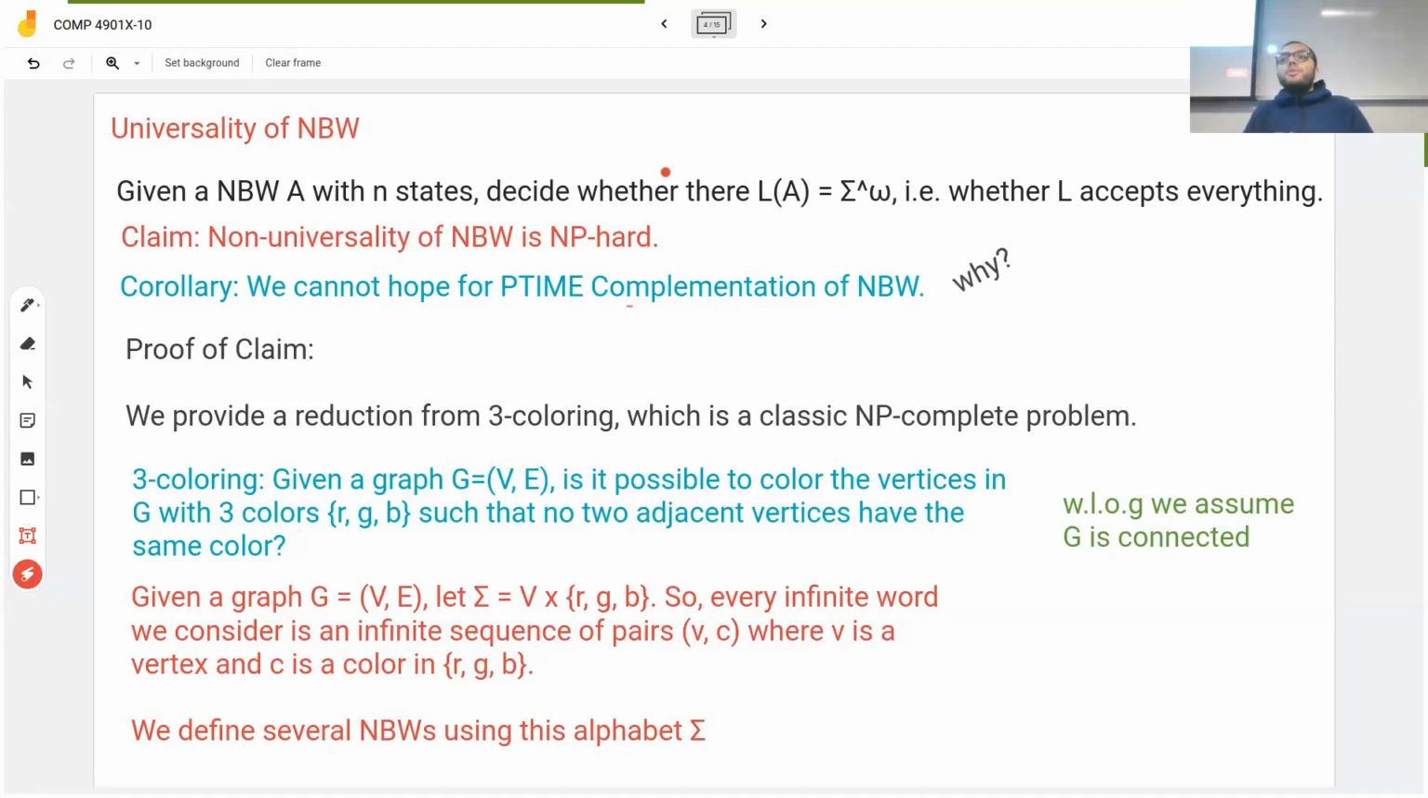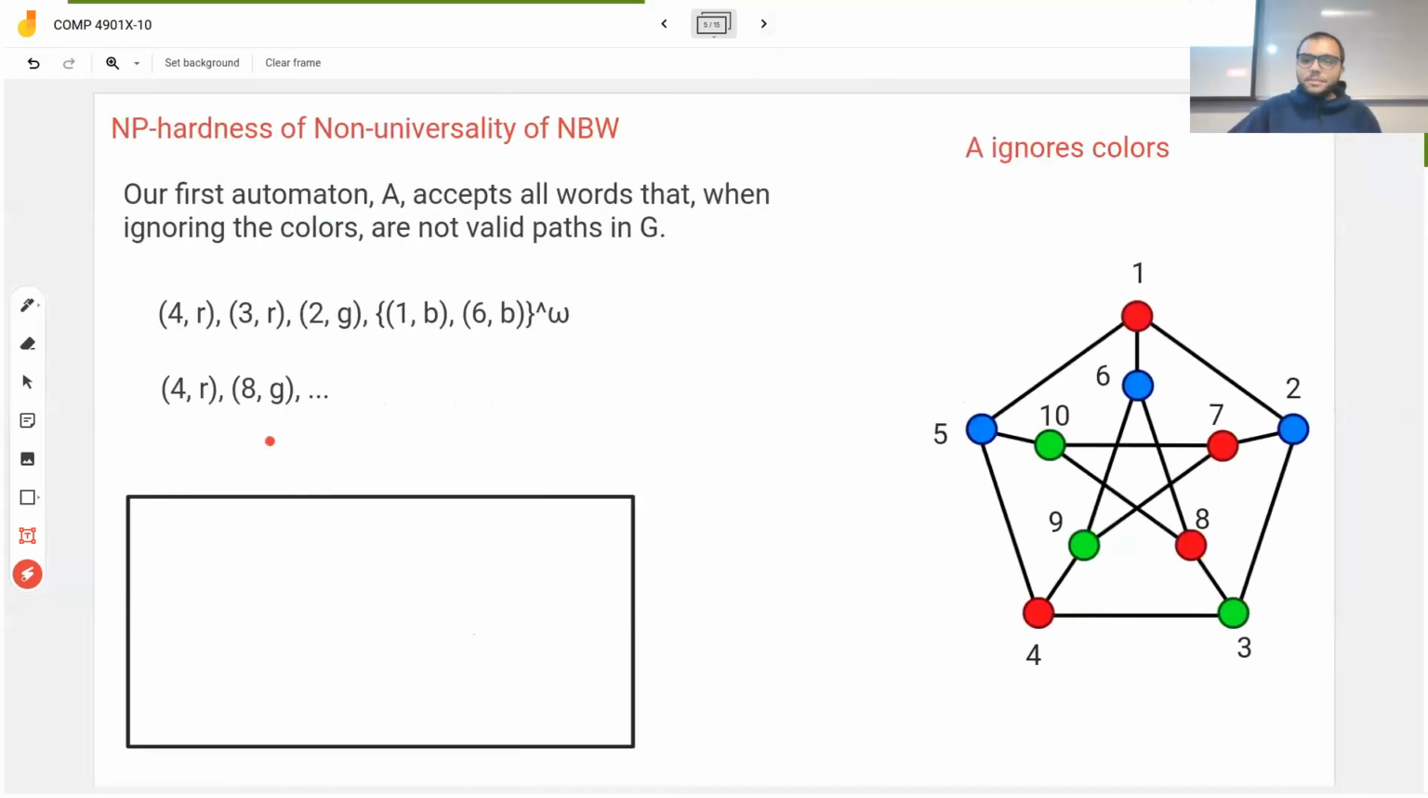So what I'm going to do is create a non-deterministic Büchi automaton that accepts all the paths that don't have these nice properties. And then I ask, is this automaton universal or not? And if this automaton is not universal, then it means that there is a path that satisfies all of those properties, which means that the graph is 3-colorable. Okay? Now, this might seem like a lot, but let's just go through it and you will see what I'm going to do. So this was just an intuition.